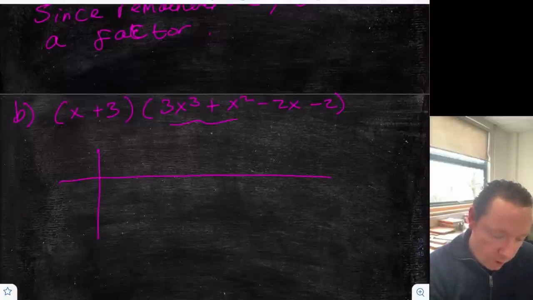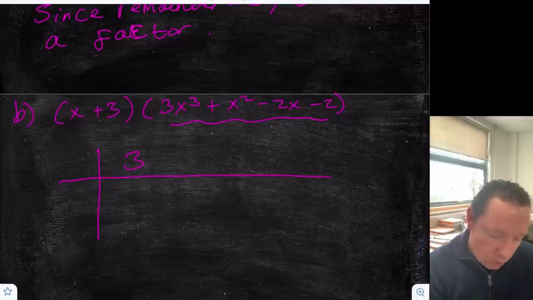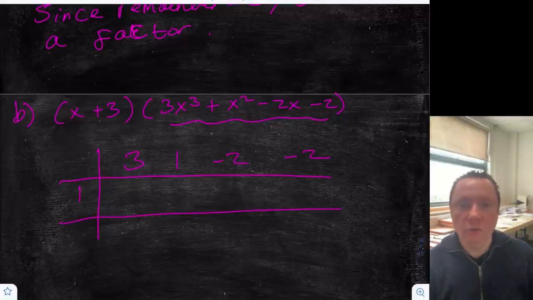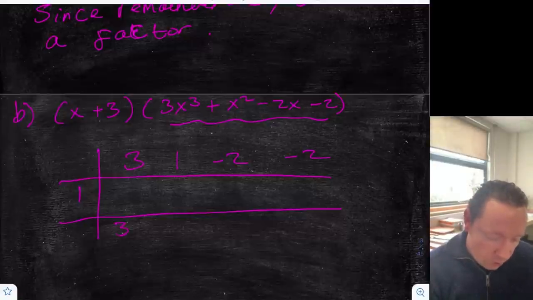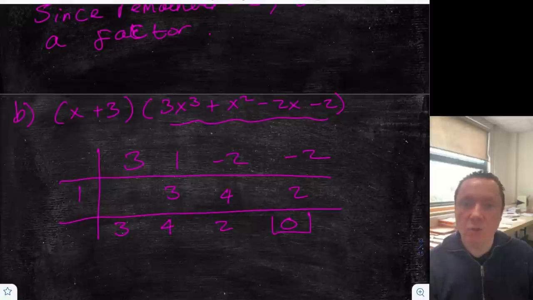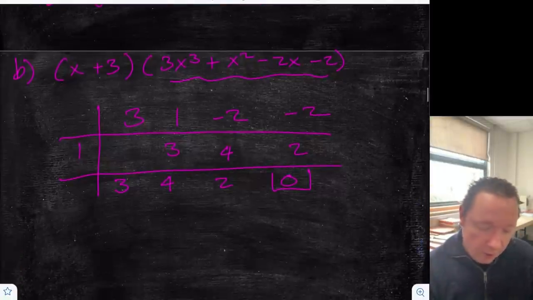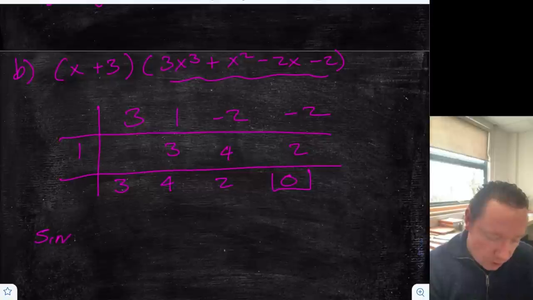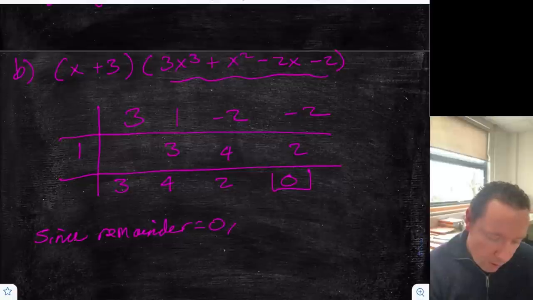So for this one here, we've got 3x cubed plus 1x squared minus 2x minus 2. We try 1, and if 1 doesn't work, we try 2 and 3 until we get the remainder of 0. So 3 goes down, 3 ones are 3. 3 plus 1 is 4. 4 ones are 4. 4 minus 2 is 2. 2 ones are 2. 2 minus 2 is 0. Again, you might have to do that a few times, and you don't have to use synthetic division each time. You can just substitute a number in directly if you want. But I've done it with 1, so I now know that since the remainder is 0, x minus 1 is a factor.